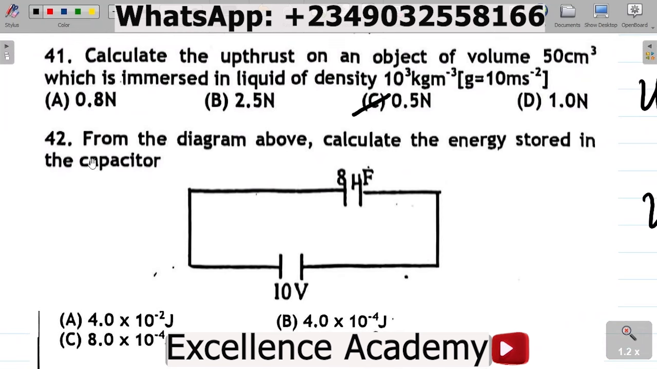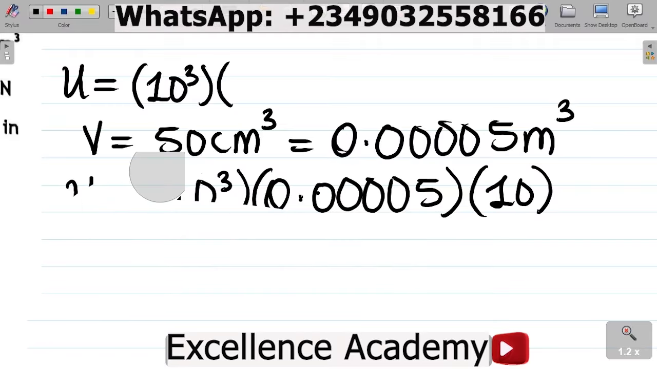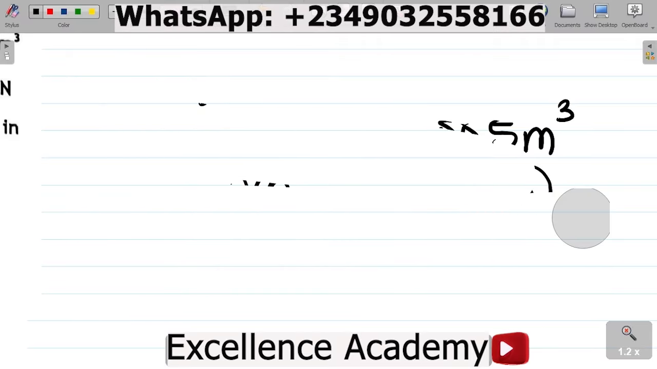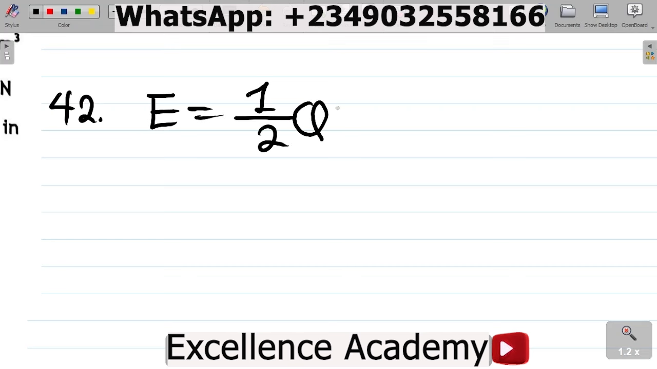Let's look at question number 42. It says, from the diagram above, calculate the energy stored in the capacitor. All right, so how do you solve that? Now you want to note that energy stored in the capacitor is given by E, and that's equal to half times charge times V. That's voltage. Half times charge times voltage.